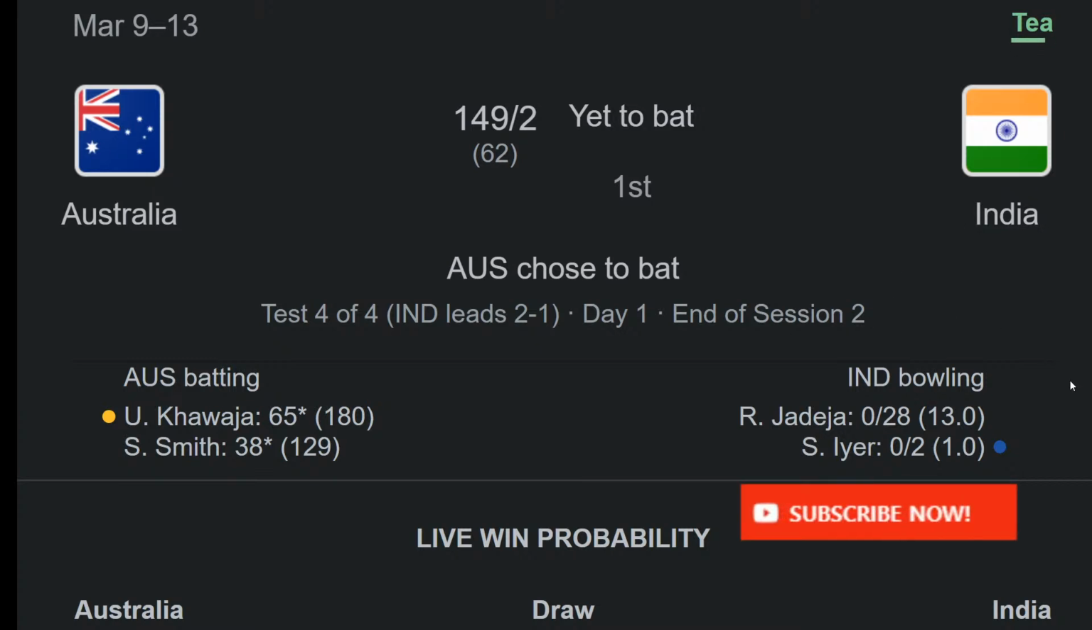So Khawaja and Smith are doing well for Australia.